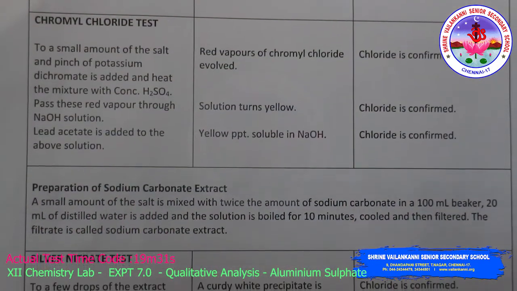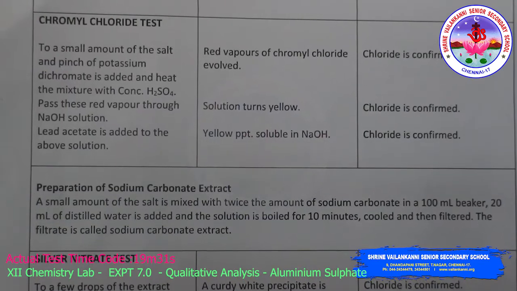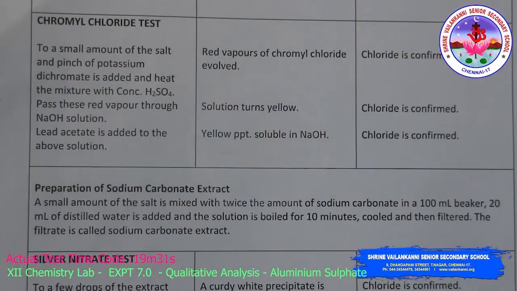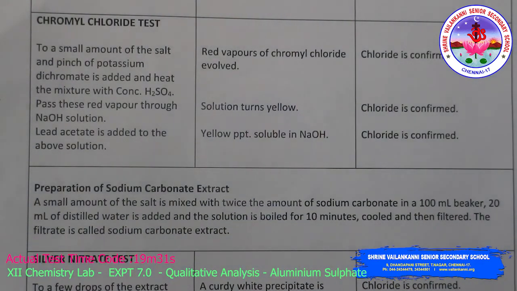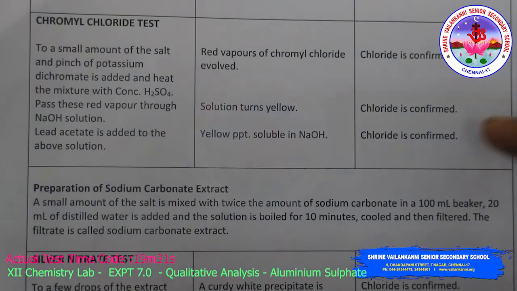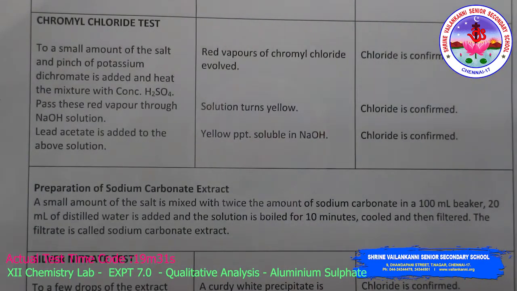Take a pinch of the substance, add a pinch of potassium dichromate and heat with concentrated sulfuric acid. Pass the red vapors through sodium hydroxide solution. Red vapors of chromyl chloride confirm the chloride, and the solution turns yellow. Again, lead acetate is added to the solution, a yellow precipitate is obtained, and that yellow precipitate is soluble in sodium hydroxide. Chloride is confirmed. So this is the confirmation test for chloride.